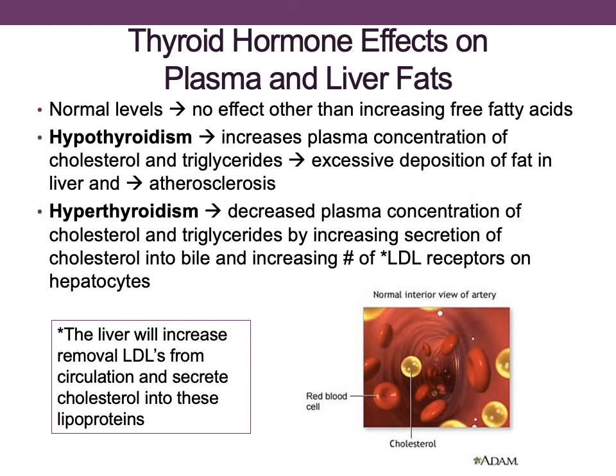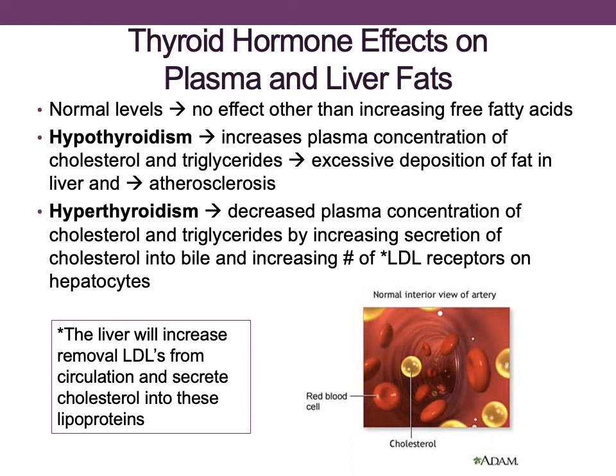Thyroid hormone effects on plasma and liver fat concentration. Normal levels of thyroid hormone have no effect other than briefly increasing free fatty acids. In the case of hypothyroidism, it will cause an increase in plasma concentration of cholesterol and triglycerides and lead to excessive deposition of fat in the liver and can lead to atherosclerosis.